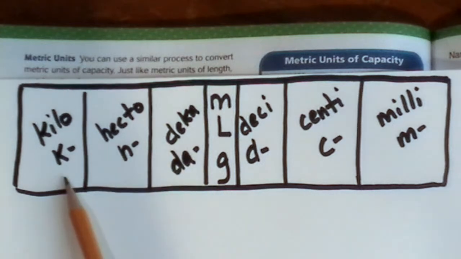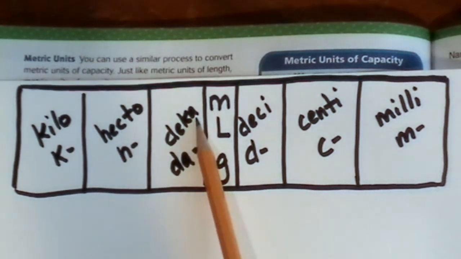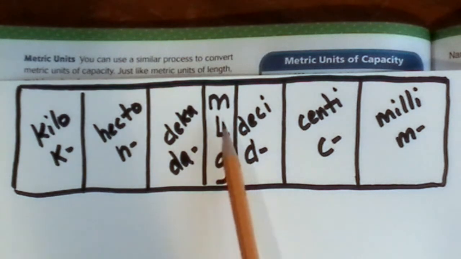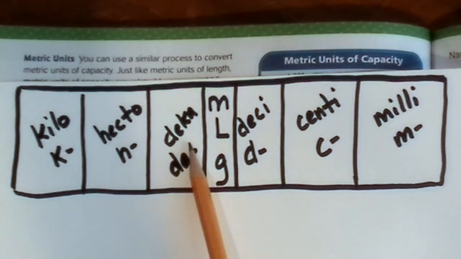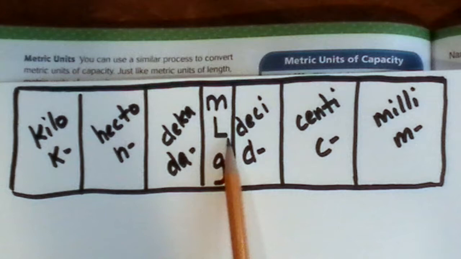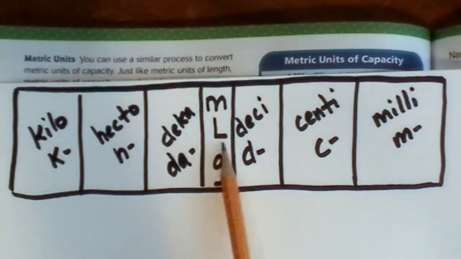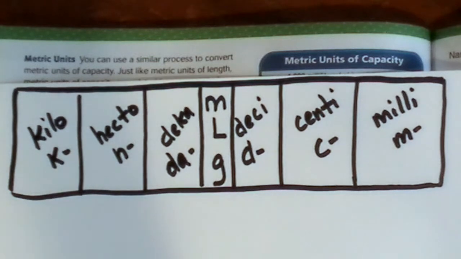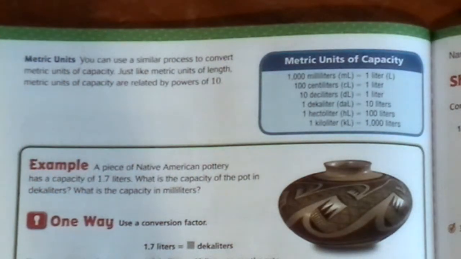As we move to the left, things get larger. There are 10 liters in 1 decaliter, 100 liters in a hectoliter, and there are 1,000 liters in a kiloliter. So again, things get larger as I move to the left, and things get smaller as I move to the right. All right, let's take a look and we'll see if we can convert some of these.